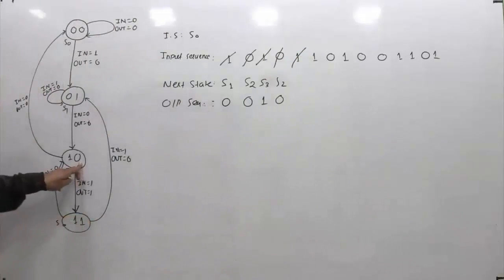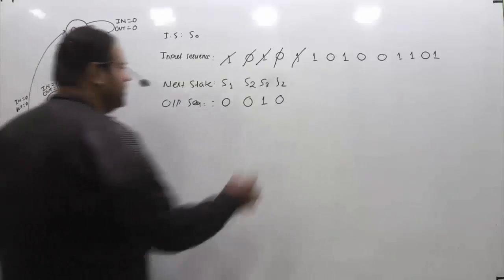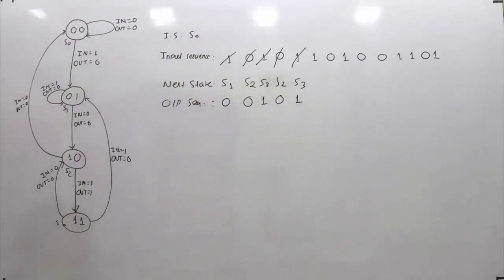So now you are at S2 and you are again giving 1. If you give 1, where is it going? It is going here, right? Because this is for in equal to 0, but this is for in equal to 1. So if you are at S2 and you give the input 1, you are moving to S3, but the output is 1.